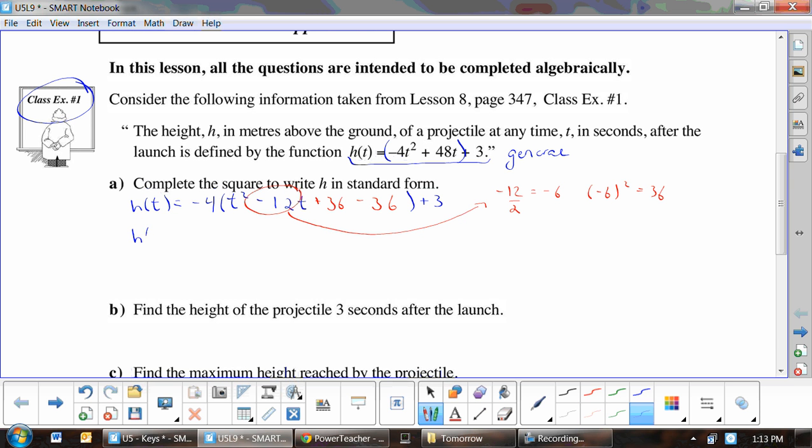So the next thing we want to do is we want to move this negative 36 outside of the brackets. So t squared minus 12t plus 36. And to get it outside of the brackets, we have to go negative 36 times negative 4 is equal to 144. So outside, we'll have plus 144 plus 3. Okay? So when we look at this, we can say, oh, we can make that into a perfect square.